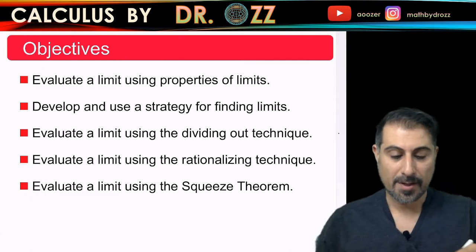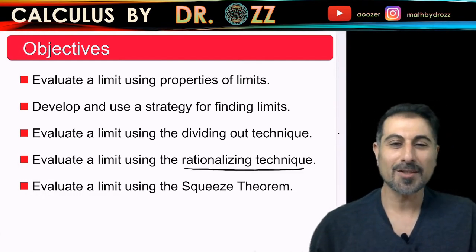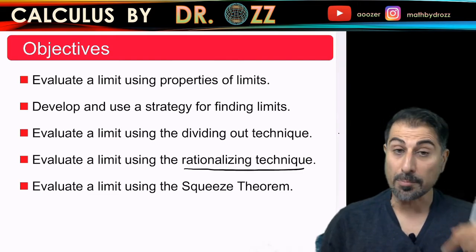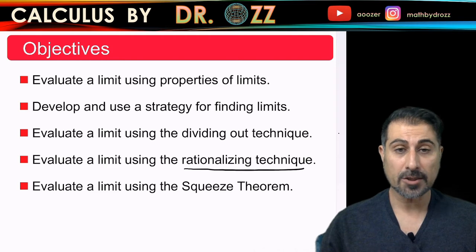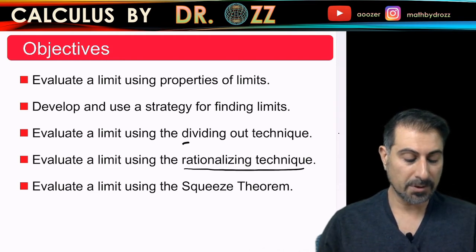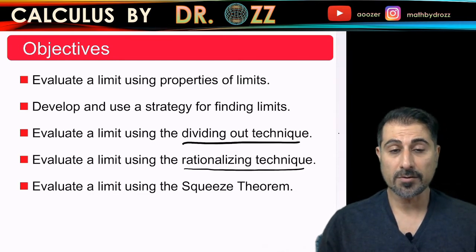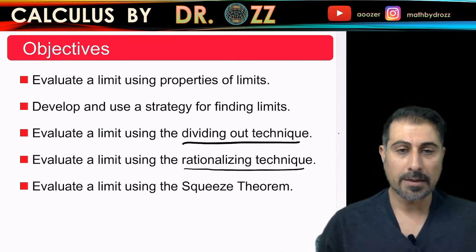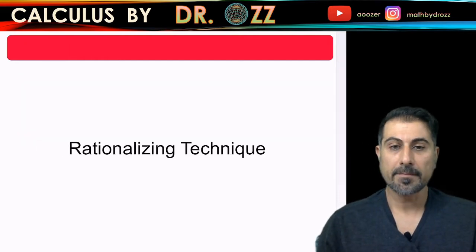Alright, in this video I'm going to go over the fourth learning objective of this section. It's called the rationalizing technique. In the previous video we learned factorization to be able to use the dividing out technique. So the rationalizing technique also relies on algebra, and let's see what it is exactly.